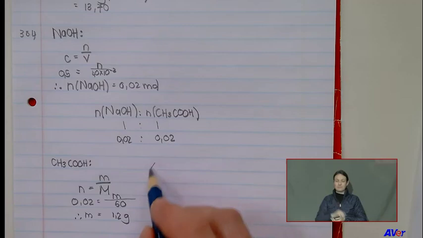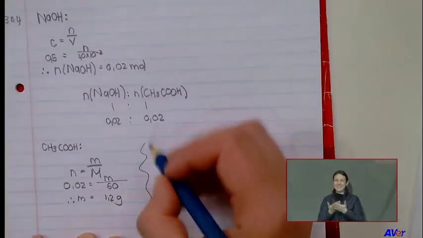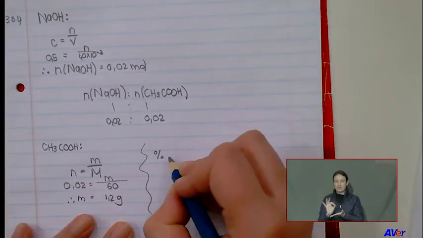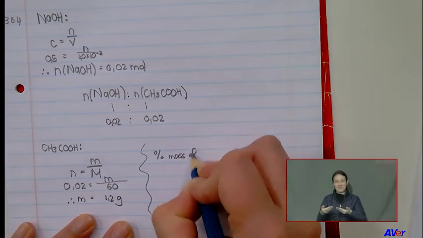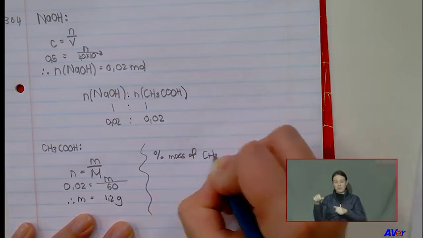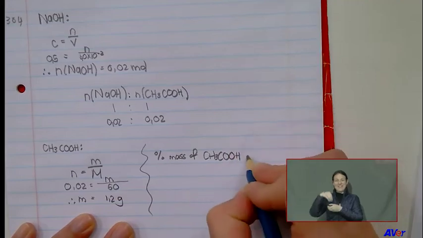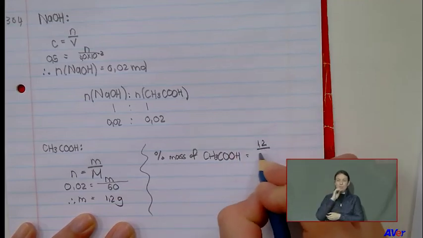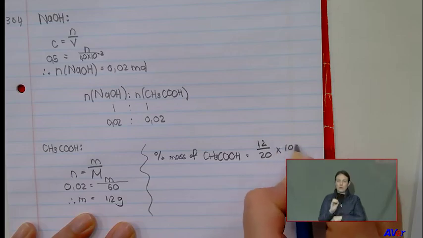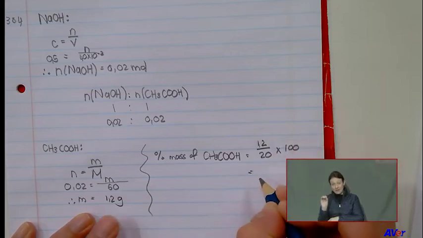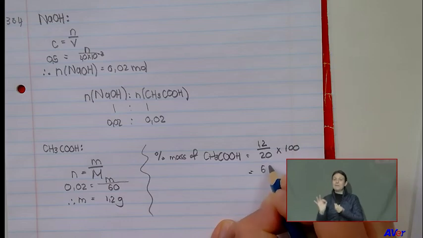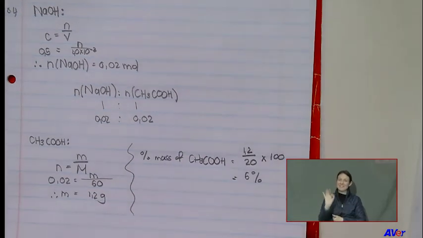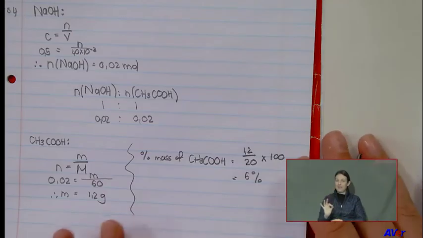Yes. And now I need to calculate the percentage mass of ethanoic acid that is present in the vinegar. So it's going to be 1.2 grams divided by 20 grams multiplied by 100, and that should give us 6%. So only 6% of the vinegar is ethanoic acid, okay? Which sounds very realistic to me.